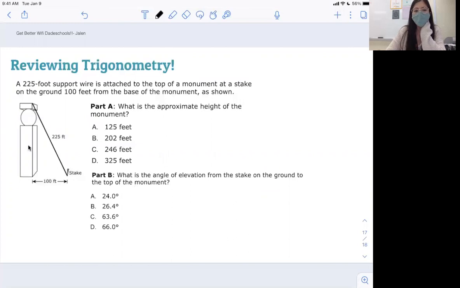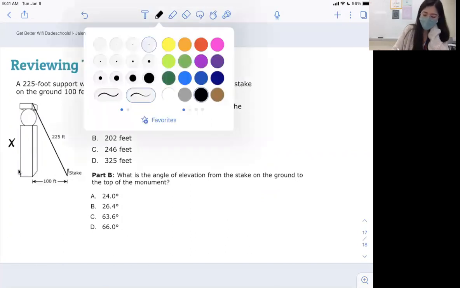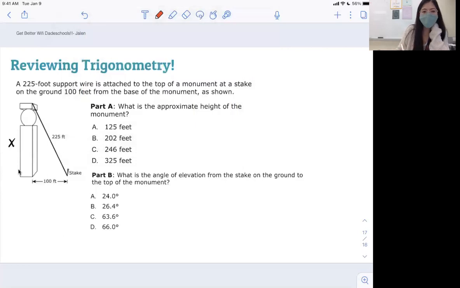What is the height of the monument? What do I use to find the height? Look at what you have. Look at what you're missing. How do I know any angle measurements? So I can't use my angle measurements. What can I use though? We can use the Pythagorean theorem. So we start part A, we're going to use Pythagorean theorem.